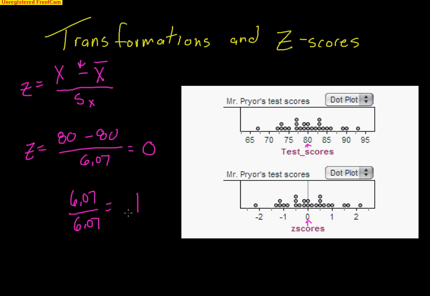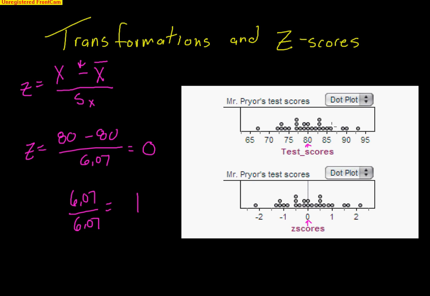And that should make complete sense because remember, z-scores measure how many standard deviations you are above or below the mean. So let's just say that Brian got an 86.07 on his test. That means he was exactly 1 standard deviation above the mean because he was exactly 6.07, 1 standard deviation above the mean.